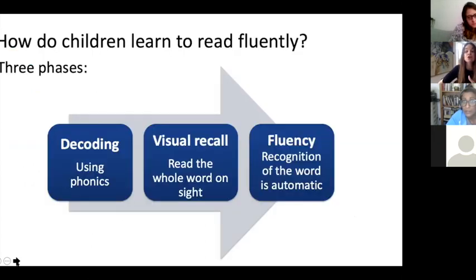So how do they learn fluency? Lots of students can get visual recall, but they're not at fluency. And some of those students that we deal with that are really struggling to read haven't got to fluency. So they decode and then they'll visually see a word. And then it becomes fluency and it becomes automatic.